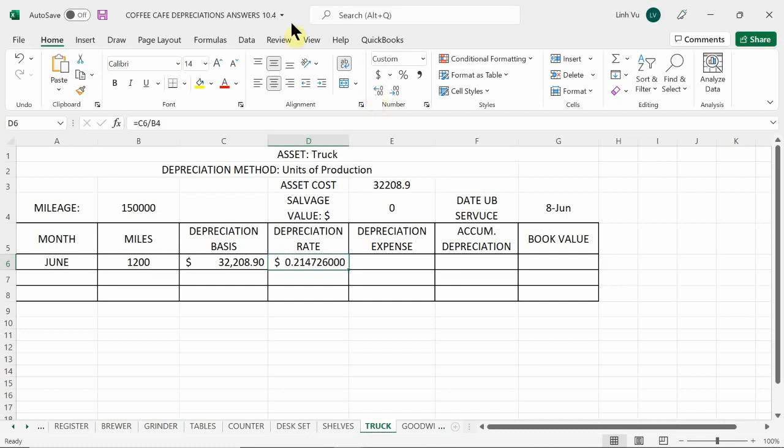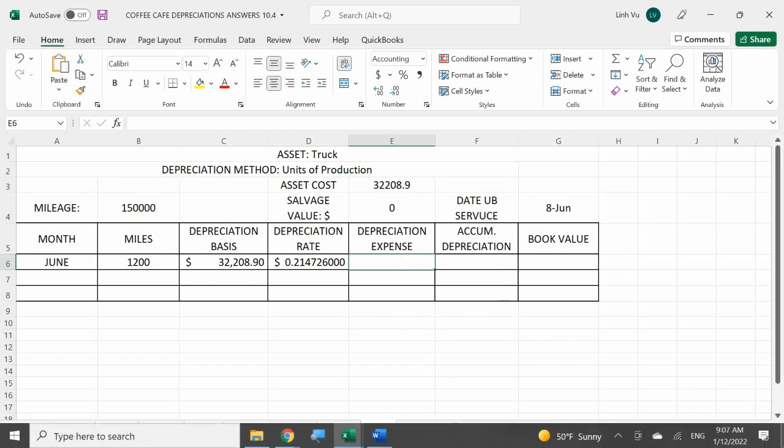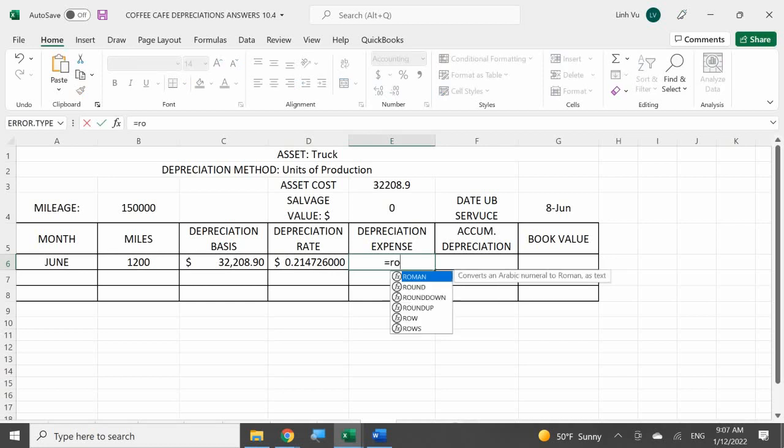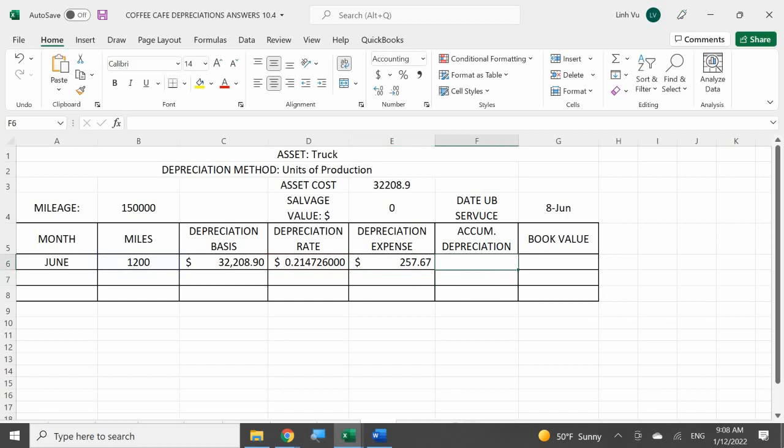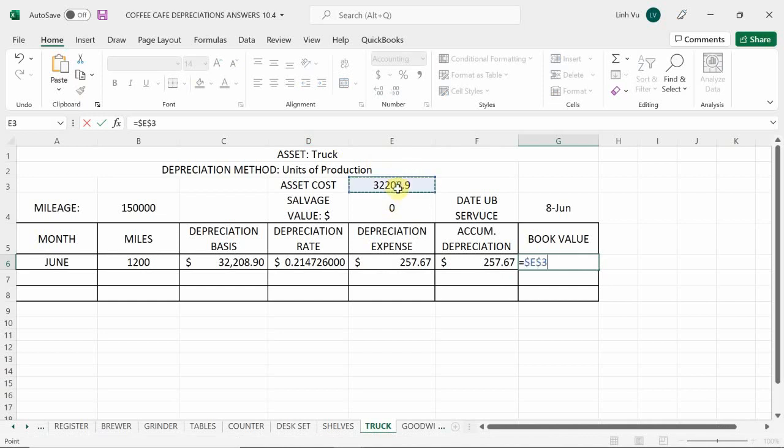So it's going to be 21,472.6. If I drove 1,200 miles, that means per mile that I drive, it's going to cost me 21,472.6 cents. So if I drove a total of 1,200 miles for the month of June, how much is going to be the depreciation expense? $257.67. Good. Cumulative depreciation is 257.67. So therefore, how much is my book value? $31,951.23. Good. All right.